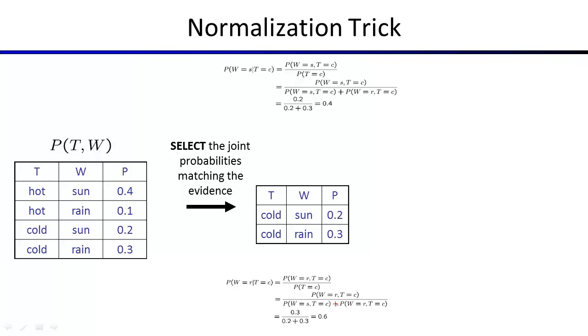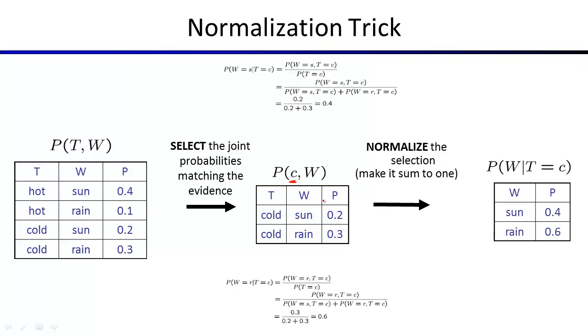So spelled out on the slides, you select the joint probabilities that match the evidence, which is a subset of the original table, where now cold is fixed. Then we normalize, which means making things sum to 1. You cannot arbitrarily make things sum to 1. You have to do it by dividing by a constant number, which is the sum of all the entries. So you sum these together, that's 0.5, and that's the number you use to normalize. You divide everything by 0.5 to get it to sum to 1.